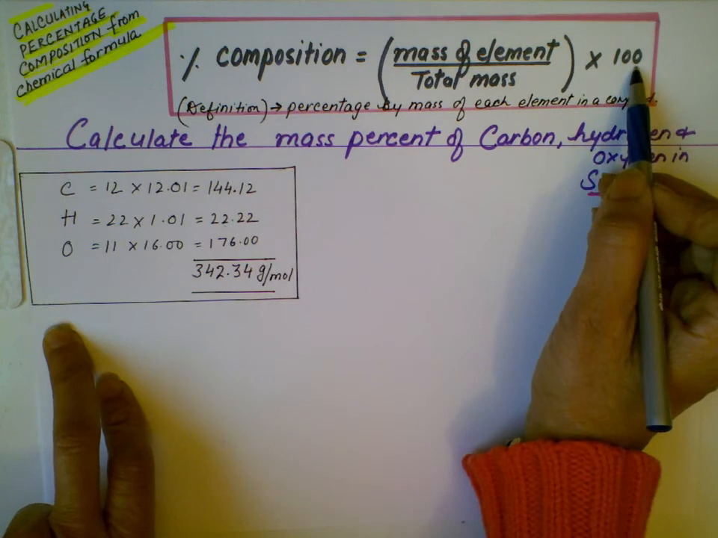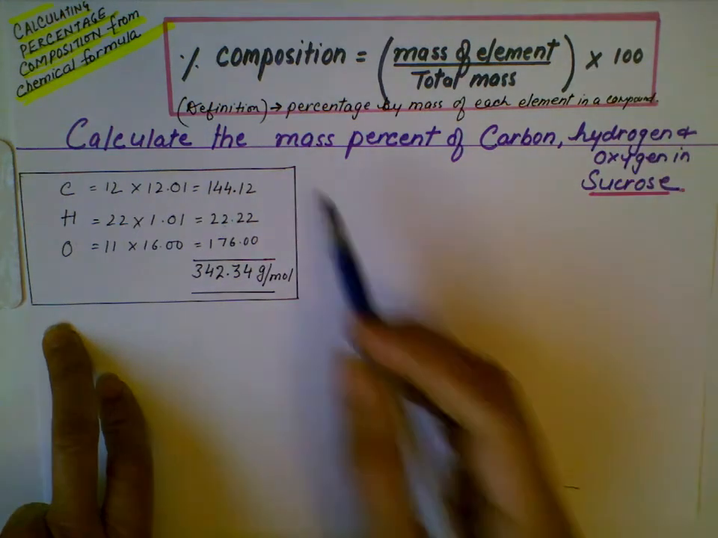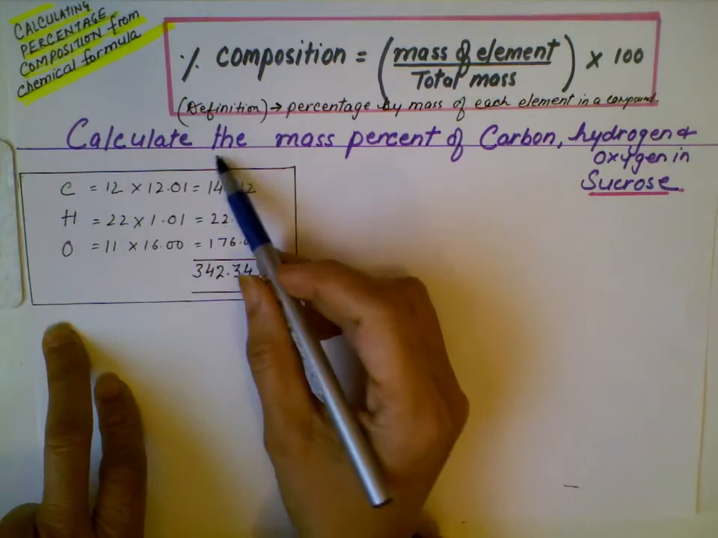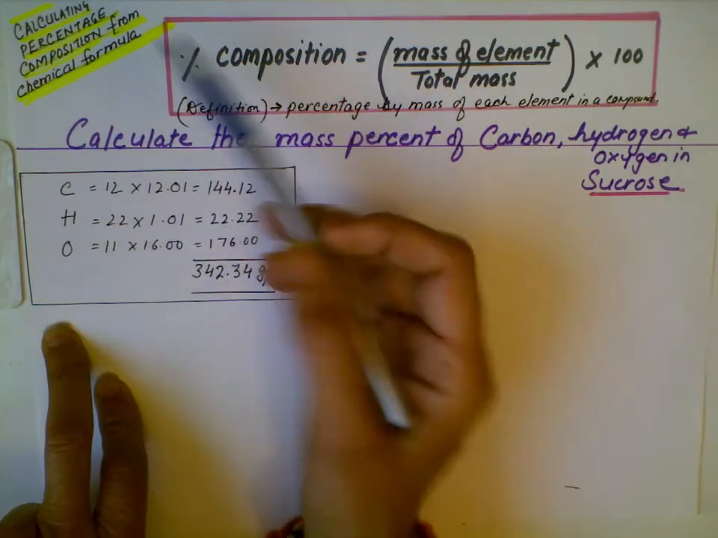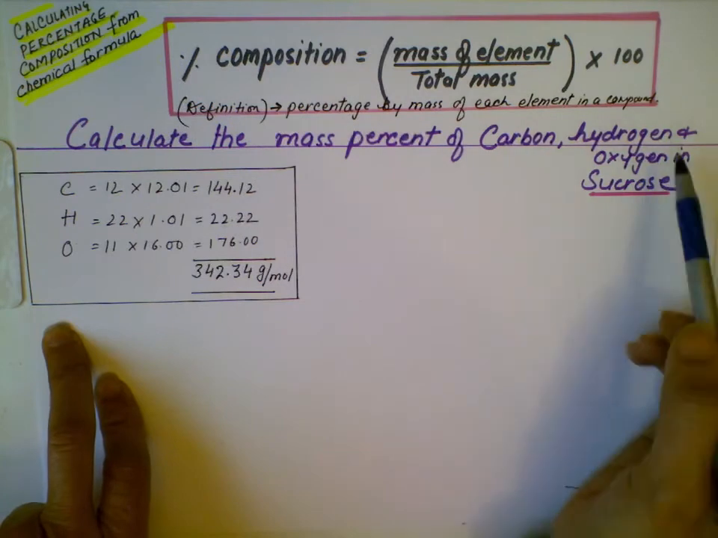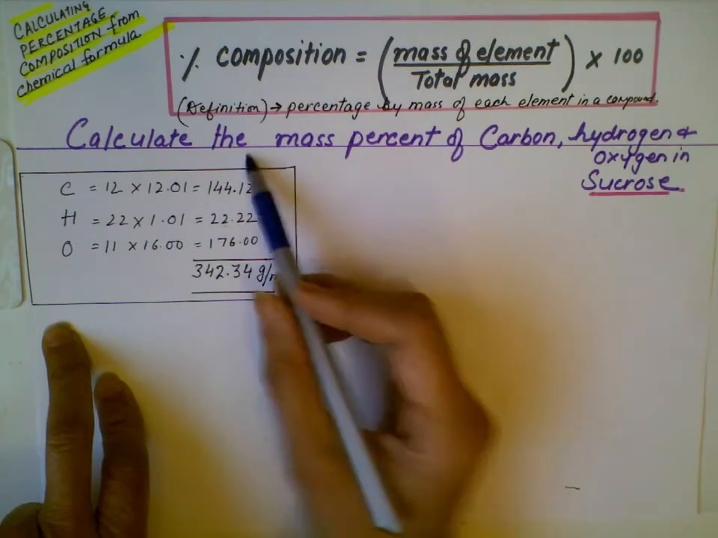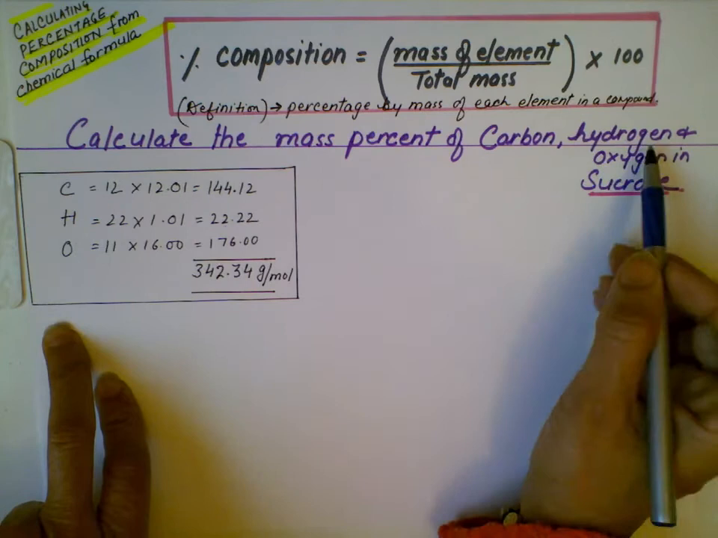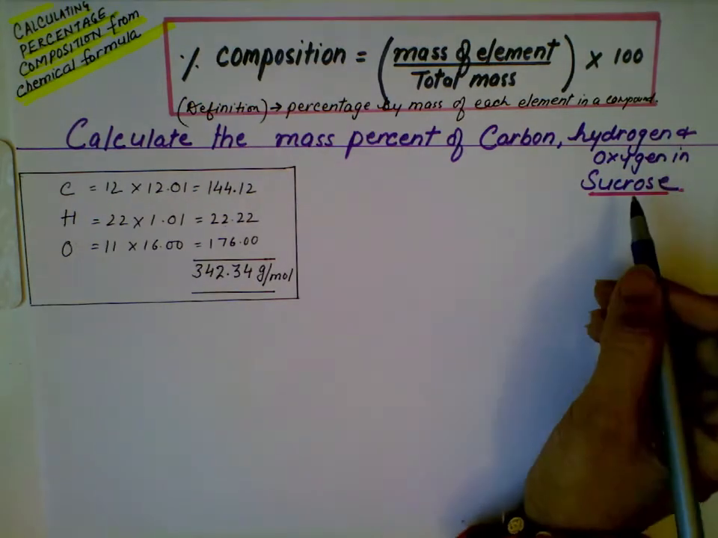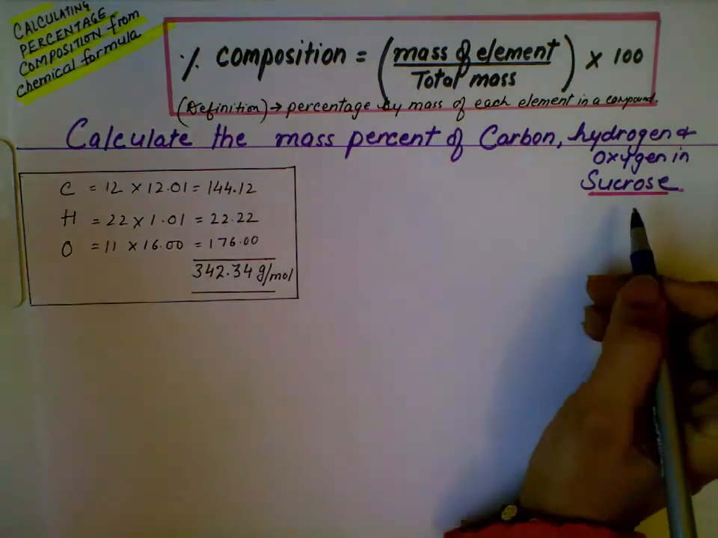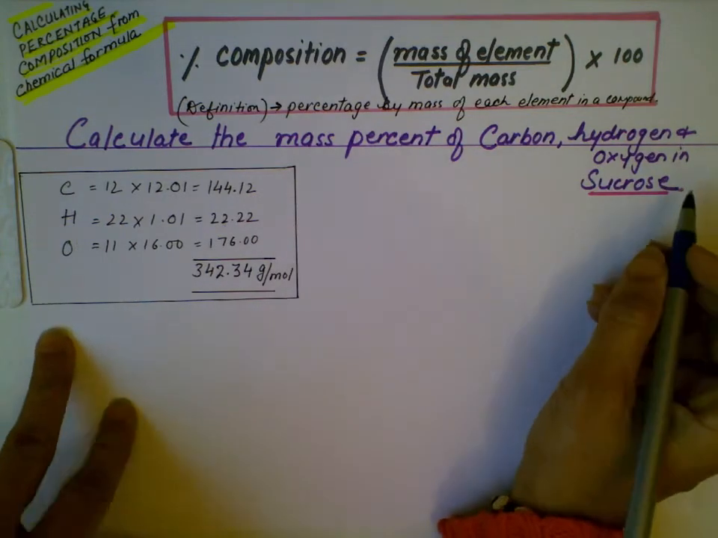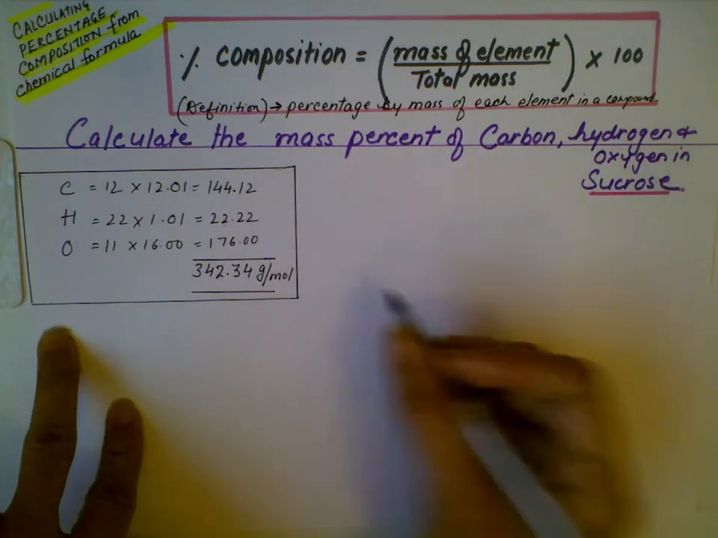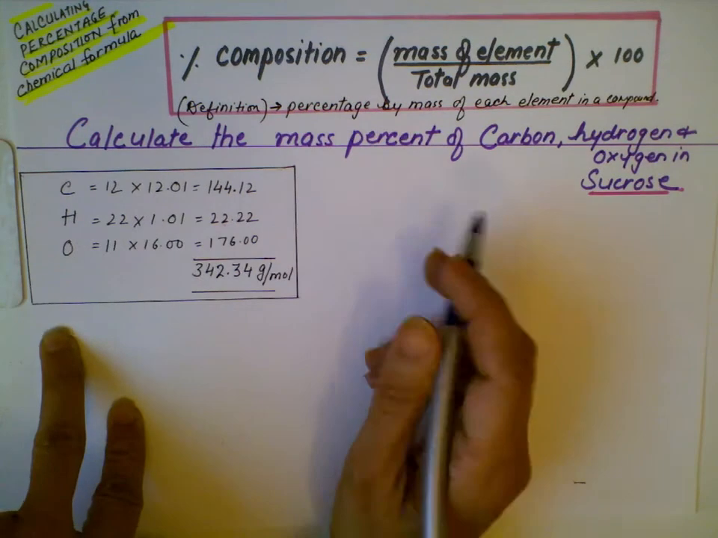Okay guys, so here they can ask you the question like calculate the mass percent, or the question could be just direct: calculate the percent composition of sucrose. So here it says calculate the mass percent of carbon, hydrogen and oxygen, but it could have been calculate the percent composition just of carbon or hydrogen or both, or all: carbon, hydrogen and oxygen. So let's work on this.